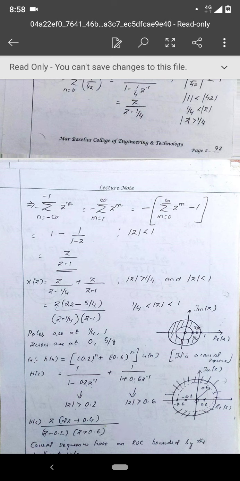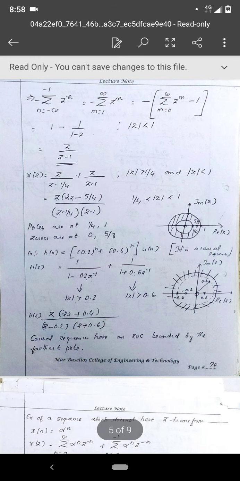Again, you can see that there are two poles, one at 1 by 4 and the other at 1, and you have two zeros. One is at the origin and the other you get by equating the inner bracket of the numerator, that is 2z is equal to 5 by 4, so z is equal to 5 by 8. So that is the case, and you can see this problem also.